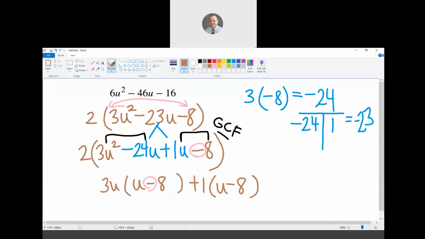We're ready to put everything together and get our final answer. Don't forget that 2 that you pulled out earlier, put it in front. So our final answer is 2 times u minus 8 times 3u plus 1.